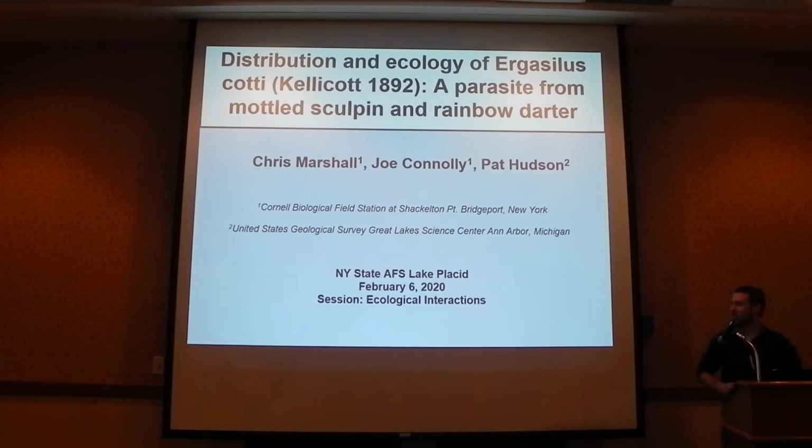Thanks, Randy. So I'm going to talk about parasitic copepods, hopefully on fish that people don't normally eat, rainbow darter and mottled sculpin. They might not be as tasty as striped bass, so hopefully I don't approach you out too much. So the title is Distribution and Ecology of Ergasilus cotti, a very specific animal described in 1892, and it's obviously found on those two specific animals.